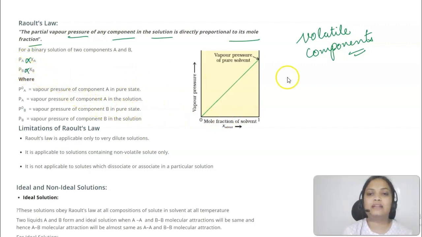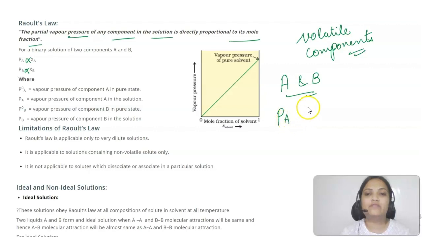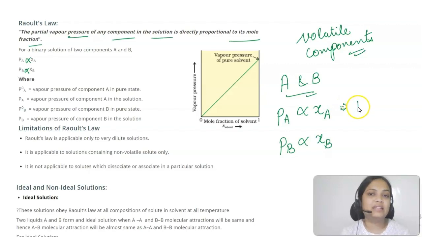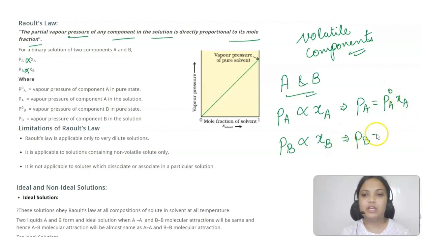So let's say if I am having two components, that is A and B. These are the two components of your solution. The partial vapor pressure of A will be directly proportional to the mole fraction of A. Similarly, the vapor pressure of B will be proportional to the mole fraction of B. Now if I remove this proportionality sign, I get PA is equal to P naught A XA, and similarly PB will be equal to P naught B XB, where this P naught A is the vapor pressure of A in pure state and PA is its vapor pressure in the solution.